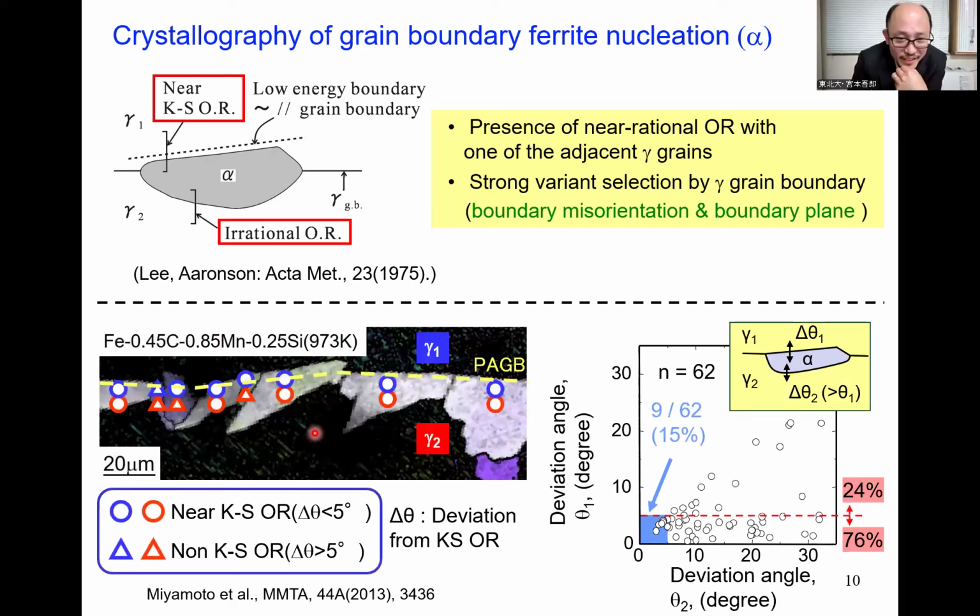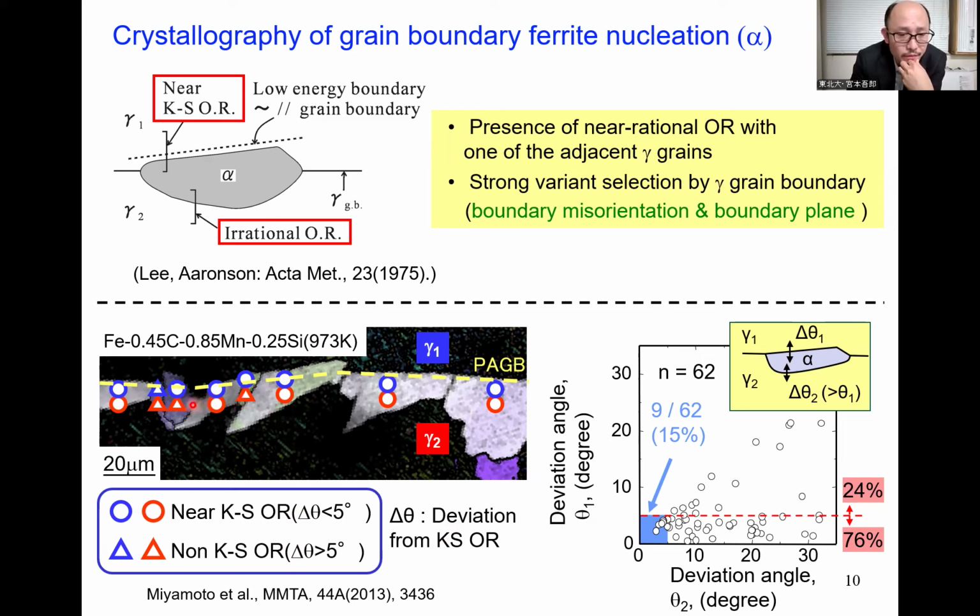The black region is previously austenite, and currently this is martensite. And the bright region is grain boundary ferrite. So the circle and triangle represent near case and non-case interface respectively. For example, this grain boundary ferrite holds near case orientation relationship with both sides of austenite. So we define the near case and non-case as the deviation angle from the exact case orientation relationship. And threshold is taken to be 5 degrees.